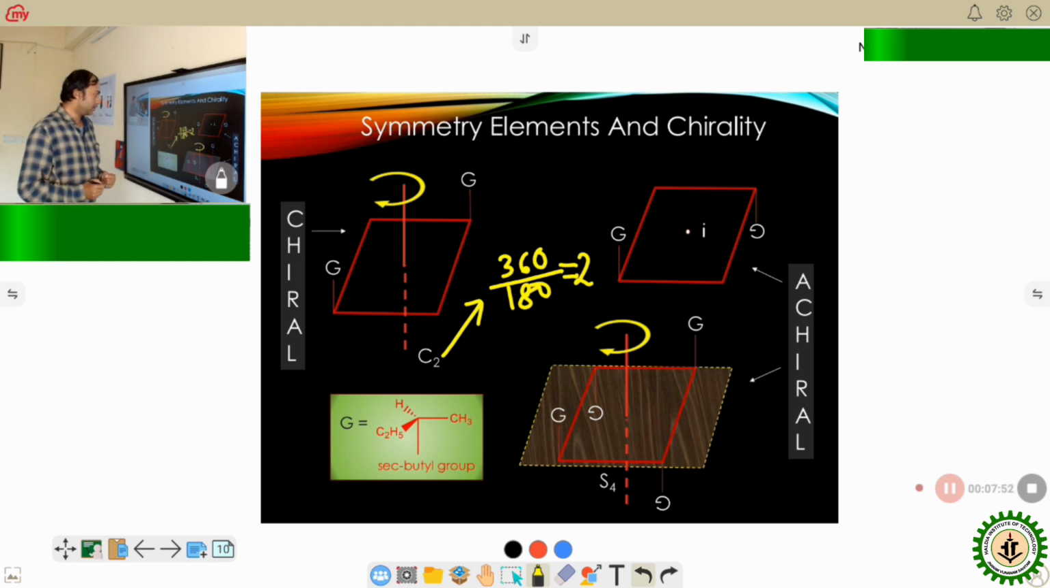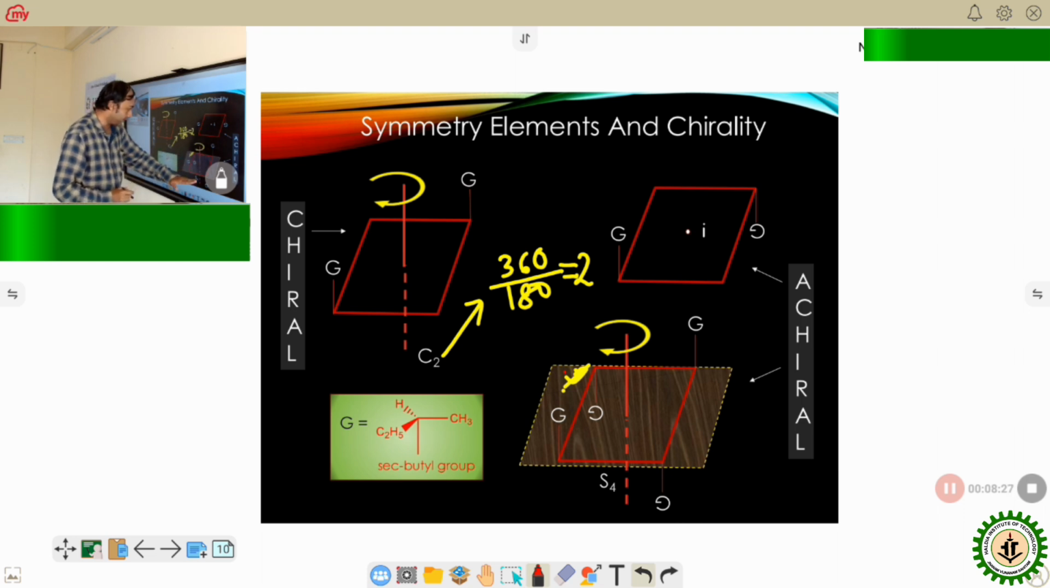The other one, the center of symmetry: if I start here, go through this point and end up here, we get the same point on the other side. So this is another element of symmetry called the center of symmetry. Here I am showing a group G, which is a sec-butyl group having this structure. I rotate 90 degrees, and then I reflect through the plane perpendicular to it, and then I get the indistinguishable structure. So this is the alternating axis of symmetry.